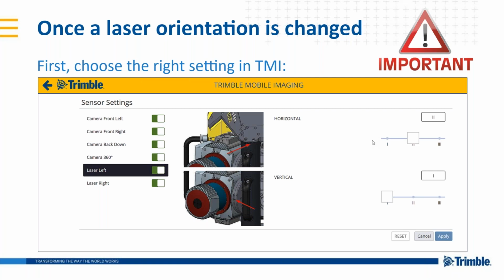If we take an example case where we have changed the laser orientation of the MX9, before going into TBC, you should go to the central settings in the TMI field operating software and change the setting for the laser. As you see here, when you select laser left or laser right, you see these sliders, which you have to move according to the real orientation of the laser. You can check the real orientation from the markers on the MX9 body. There's 1, 2, and 3, both in vertical and horizontal. This is something you need to do, so that TBC will have a first guess for the laser orientation. It's just iterated to more precise values.